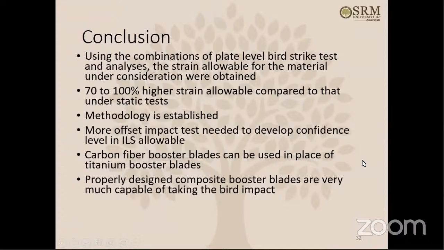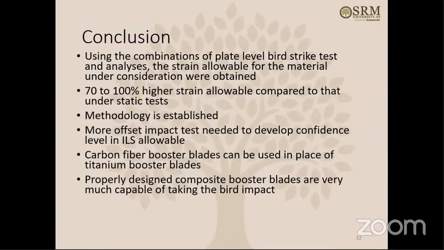So the conclusion of this work: different combinations of plate-level bird strike tests and simulations were performed. Strain allowables for the material under consideration were obtained. Material in the sense the carbon composite epoxy IM7/8551. For that particular material, and for these combinations of velocities and locations of impact, we found these strain allowables: 70 to 100% higher strain allowable compared to that under static test. Of course, this is dynamic simulation.